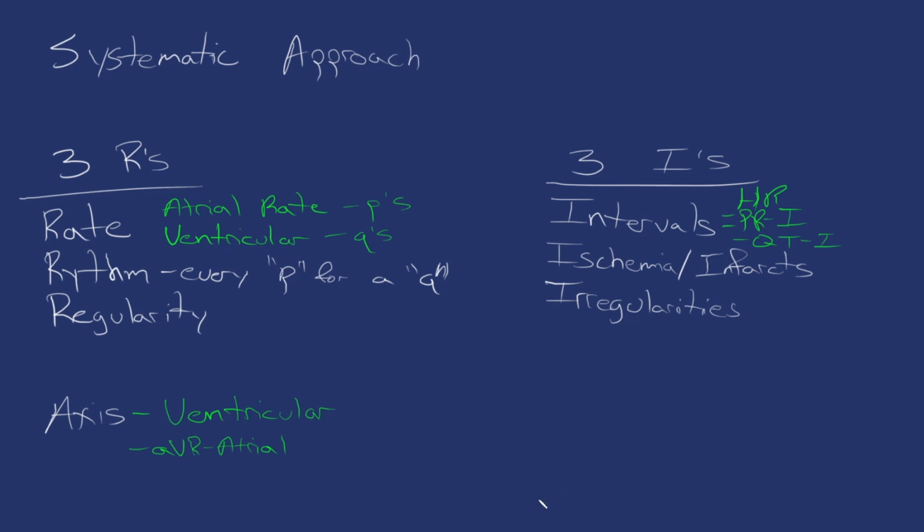That second one there, the ischemia and infarcts, is a way of looking at whether we have any ST elevation or pathological Q waves. And that's something that will matter when we get into ischemia and infarcts. Until then, just know if you see ST elevation or depression, something's going on as far as ischemia.